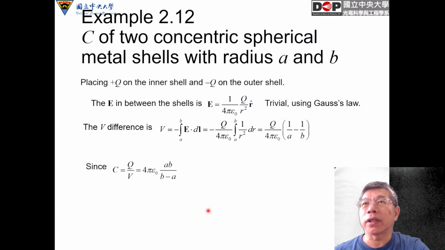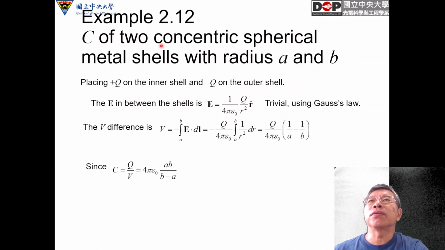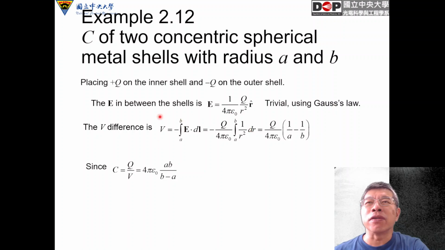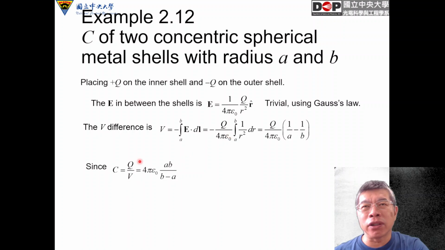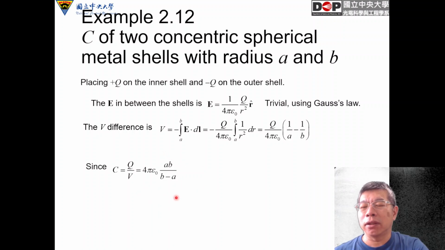Okay. So example 2.12, a capacitor of two concentric spherical metal shells with radii A and B. I'm not going to go through the detail, but basically you use the fundamental definition, and eventually, using the charge divided by the potential, you get the capacitance. You can still take a look at it. That's the result.